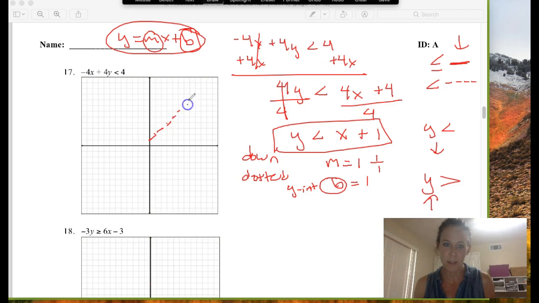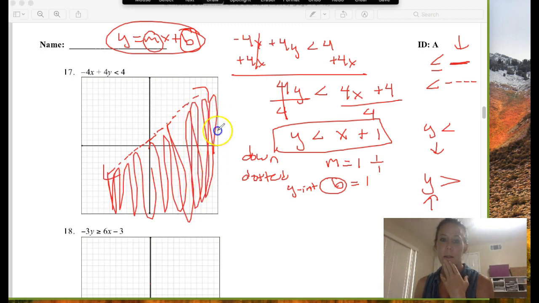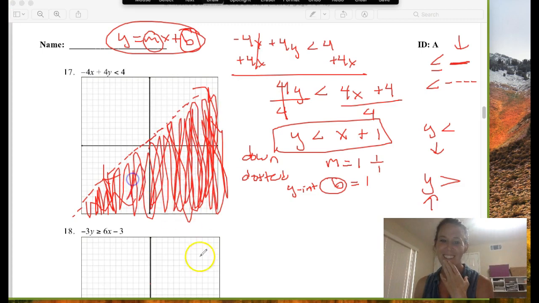And I know I kind of skewed the graph a bit. Sorry about that. It's not exactly accurate. I'm just using this weird mouse and it's hard to control, but it would be better if you did a straight edge on that. There's my dotted line, and then y is less than, so I'm going to shade down. So my shading is going to be all below this line, all the way down below this line. This is going to be my shading. It's not pretty. All right, so that's what it should look like.